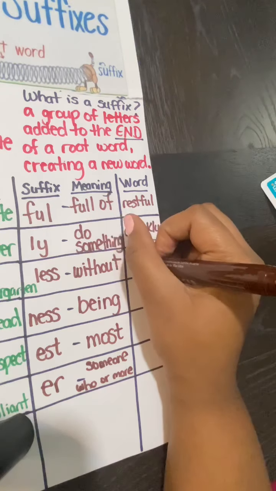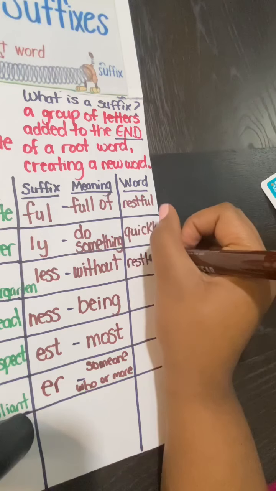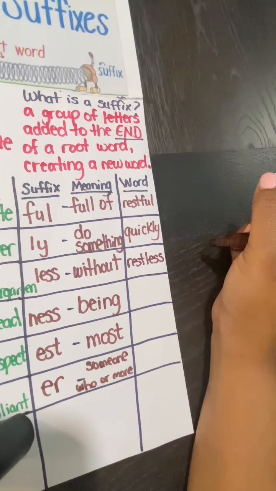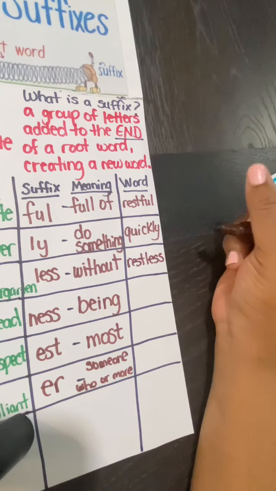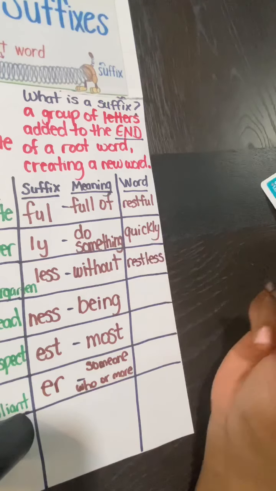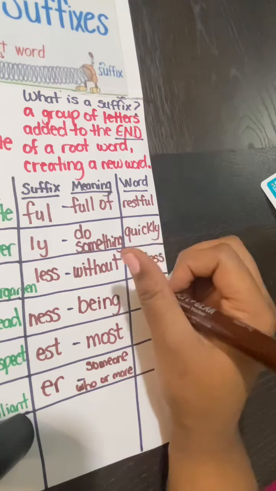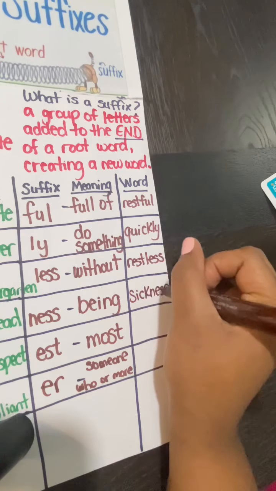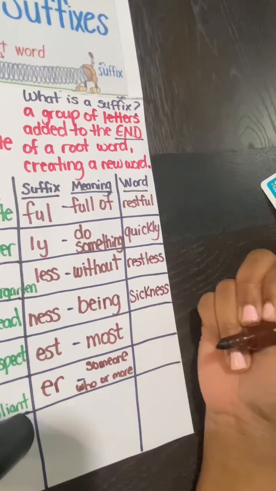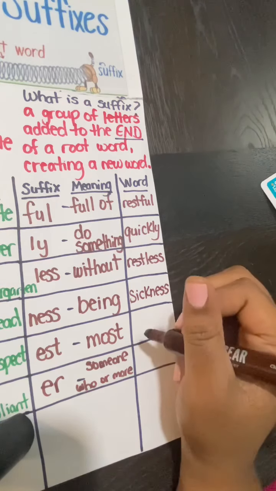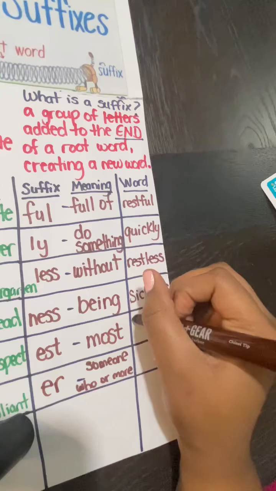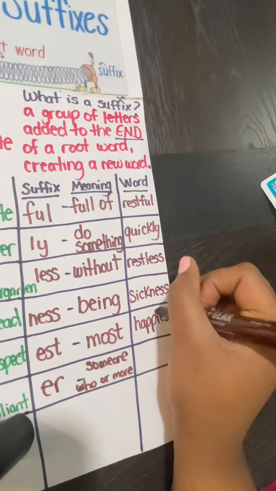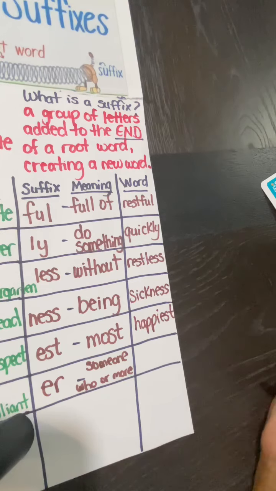Less, let's do restless. What does restless mean? Awesome. Restless means without rest. Ness, sickness. Being sick. Sickness means being sick. Est, happiest. That means that I am the most happy.